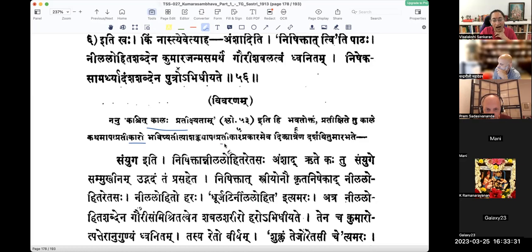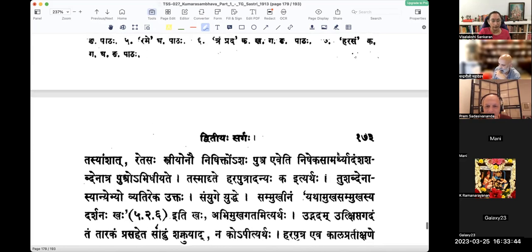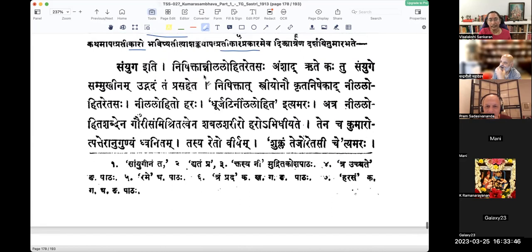Iti ashankya apat pratikara prakarameva. The method to remove that calamity that has descended upon them. So he shows it in a little way. Dingmatrena darshayitum arabhate. He starts off. Nishiktat neela lohita retasaha amshat rite kahatu samyuge sammukhinam udgadantam prasaheta. Nishiktat striyonau krita nishekat neela lohita retasaha. The viryam of Neela Lohita.